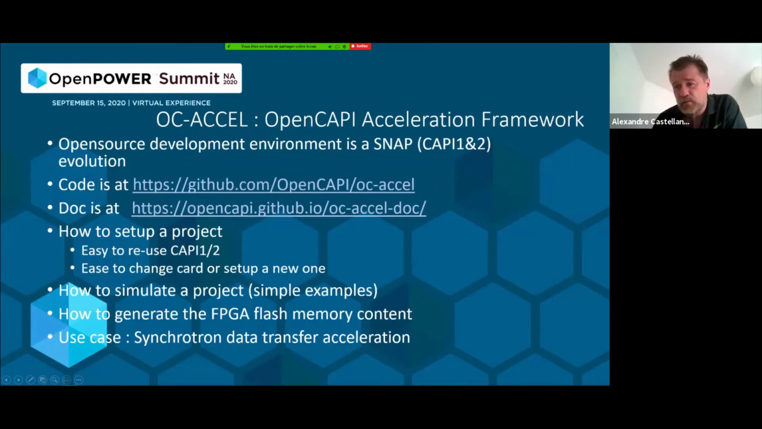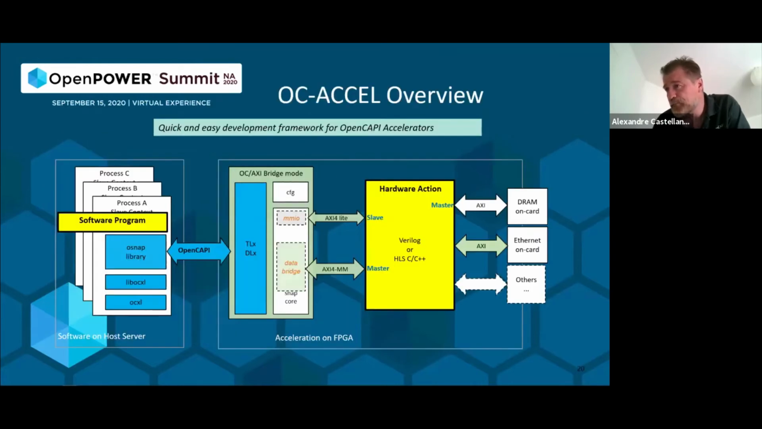And to set up a project, we'll see how, we'll not see, but it's very easy to reuse CAPI 1 or CAPI 2 development in case you have done it already. And it's very easy to exchange cards using existing cards or preparing a new card that you have in mind. We'll see how we can simulate, generate the binary content, and see an example of our friend and colleague, Philippe, that he has done with OC-Accel.